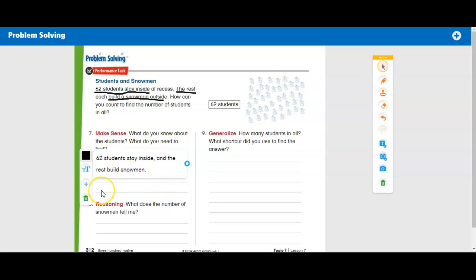That is what we know, that 62 students stay inside and the rest build snowmen. What do we need to find? It says, how can you count to find the number of students in all? What do we need to find? The number of students in all.